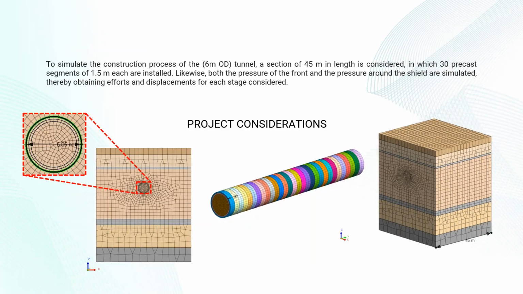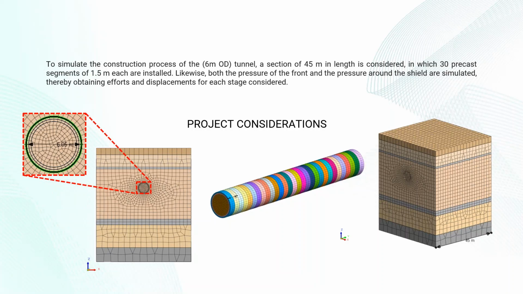Here are the dimensions of the tunnel itself. It has an outside diameter of a little bit over 6 meters, and we're simulating an excavation of a 45-meter segment with about 30 precast rings. Each is about 1.5 meters thick, and we're excavating and installing two sets at a time, so advancing about 3 meters per excavation.